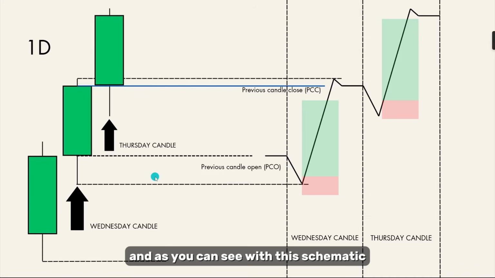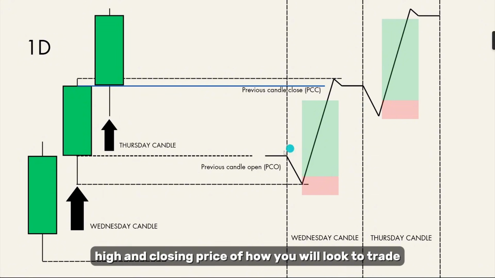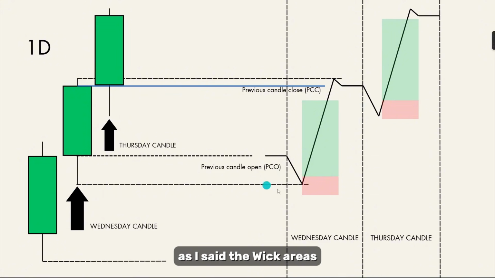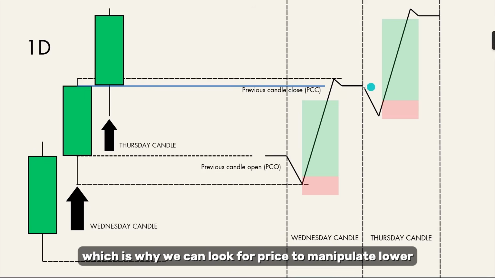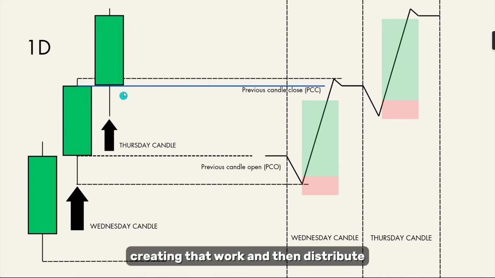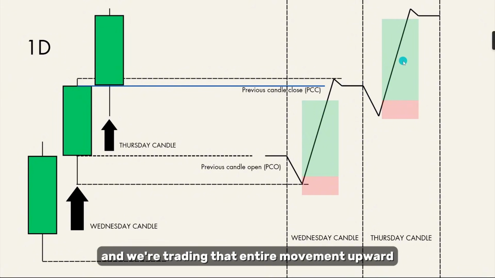And as you can see with this schematic, it shows you with the basic open, low, high, and closing price how you are looking to trade, as I said, the wick areas. As well with the Thursday candle right here, we have that previous daily candle close right here, and the next candle will open at that exact area, which is why we can look for price to manipulate lower, creating that wick and then distribute, and we're trading that entire movement upward.